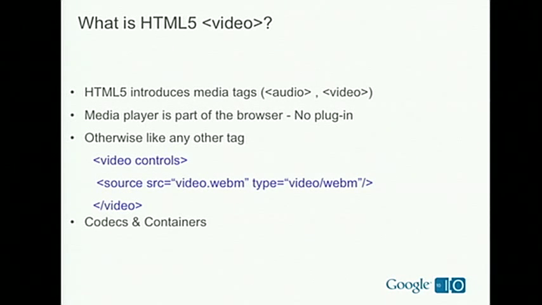So what is HTML5 video? Most of you probably know this stuff, but essentially HTML5 has introduced media tags so that now we have audio and video as first-class HTML tags along with everything else. So now the media player can be part of the browser and you don't need a plugin to be instantiated. Otherwise, it acts like any other tag, and you can see that the simplest possible example of a video tag is pretty much up there. That would start a little player using the browser's built-in controls playing a video.